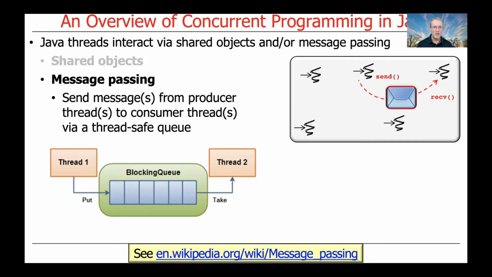In other words, a queue that's synchronized so that it won't have race conditions when one thread tries to add an element or send a message to it, and the other thread tries to remove an element or take a message from it. So message passing is a very popular technique that's used when you don't want to be directly sharing state between these interacting threads.